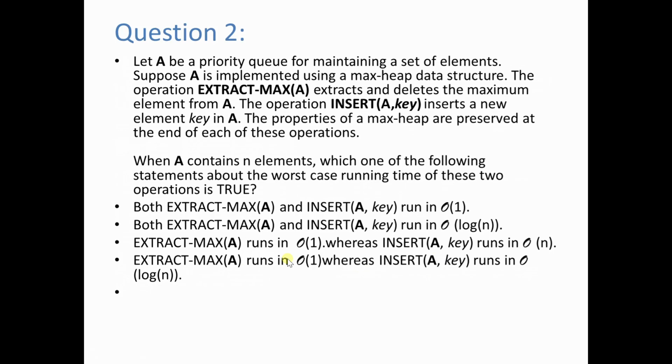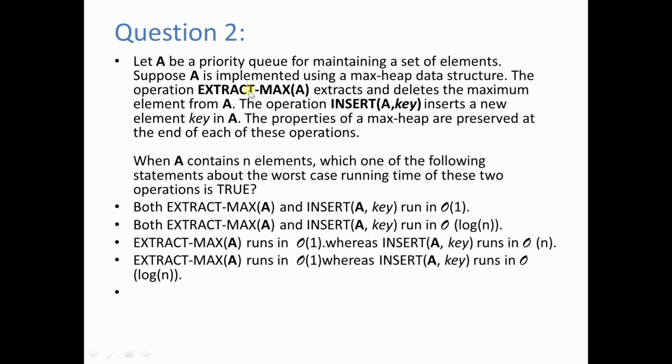So when A contains n elements, which one of the following statements about the worst case running time of the two operations is true? We have to check which one is true. So here we are having two operations: extract max of A, and insert A comma key. We are deleting one maximum number and inserting a number. So for both operations we have to maintain the maximum heap tree in the result also.